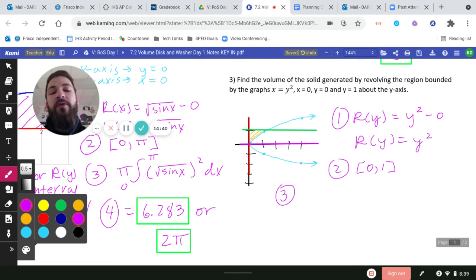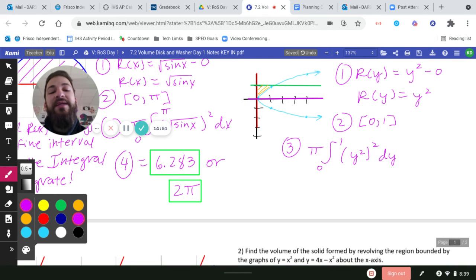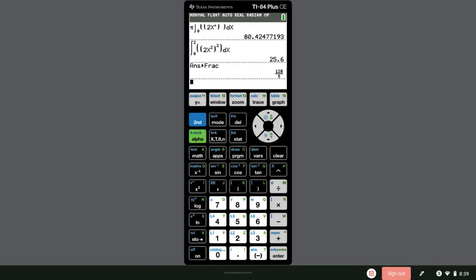Step 3, we're writing our integral. So pi times the integral from 0 to 1 of y squared squared dy. And then last but not least, step 4, we're just plugging that integral in. And once again, y squared squared, that's just y to the 4th. That's pretty easy to integrate by hand, but we can, of course, type it into our calculator.